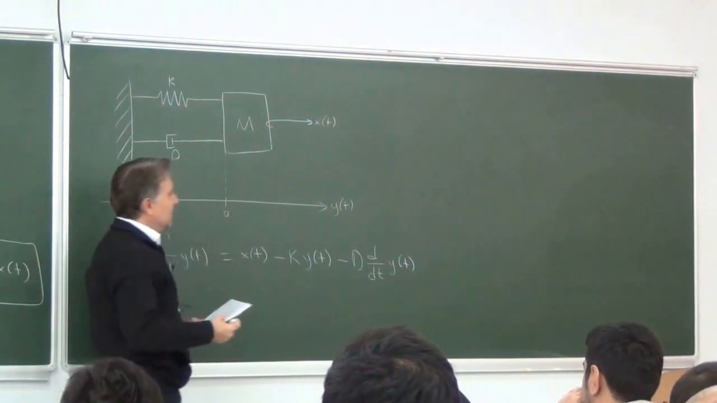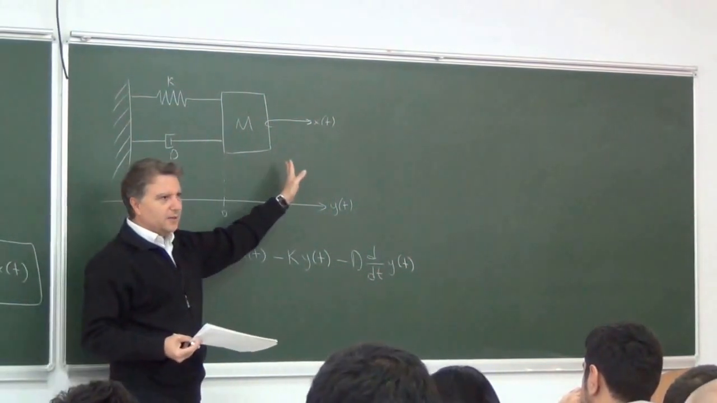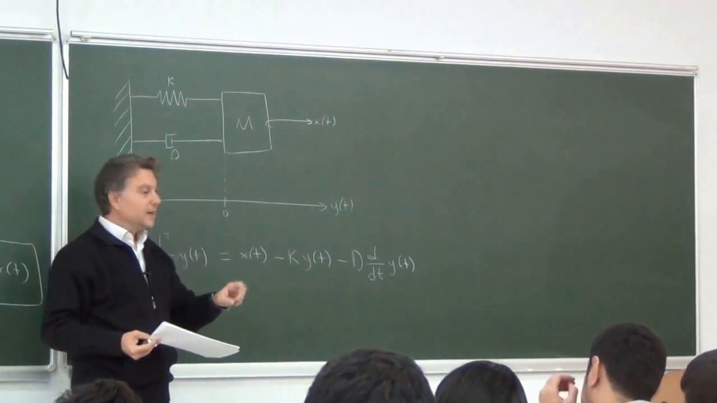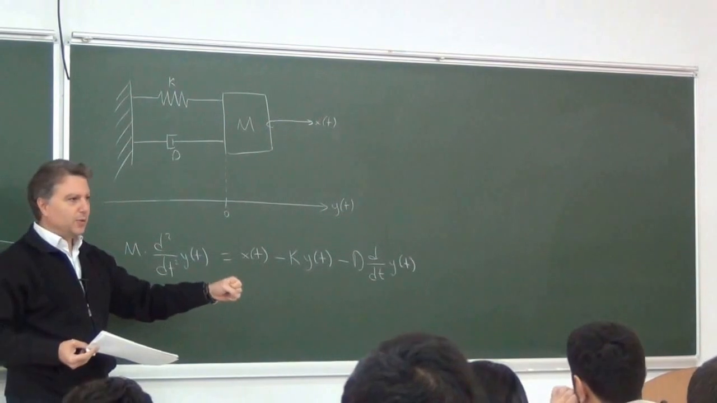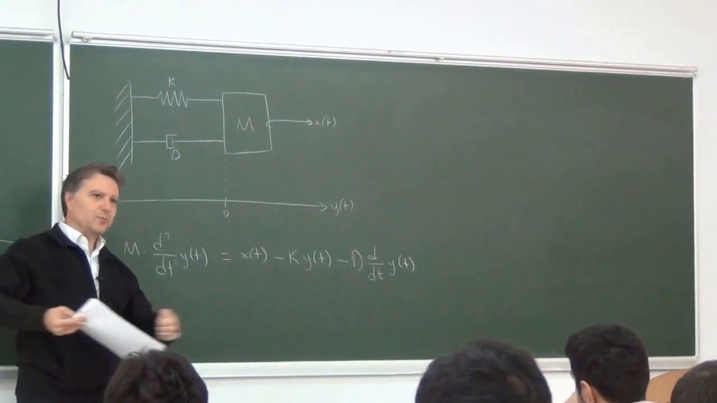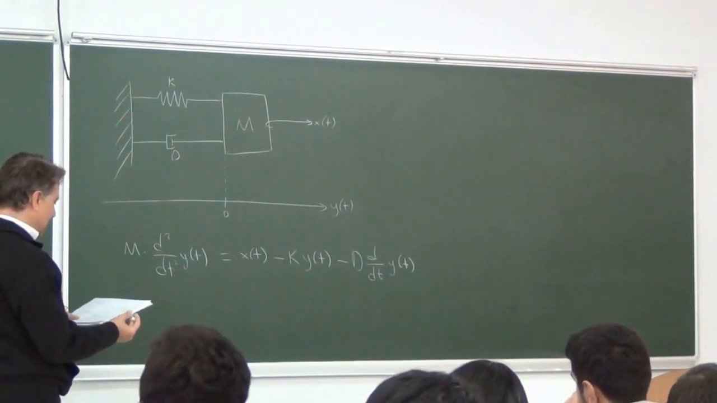So that's interestingly the case that if you are pulling slowly, then this damper doesn't react. But if you pull abruptly, then the damper will show more resistance. That's how a damper works. So this is the equation.